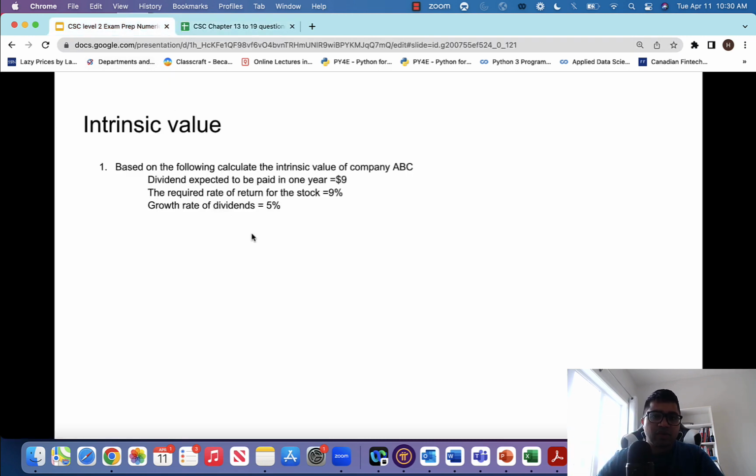Next one, a similar question with some changes. Based on the following, calculate the intrinsic value of company ABC. The expected dividend to be paid in 1 year is $9. So they are giving you D1 directly. This is the expected dividend. The required rate of return is 9%, and the growth rate of dividend is 5%.